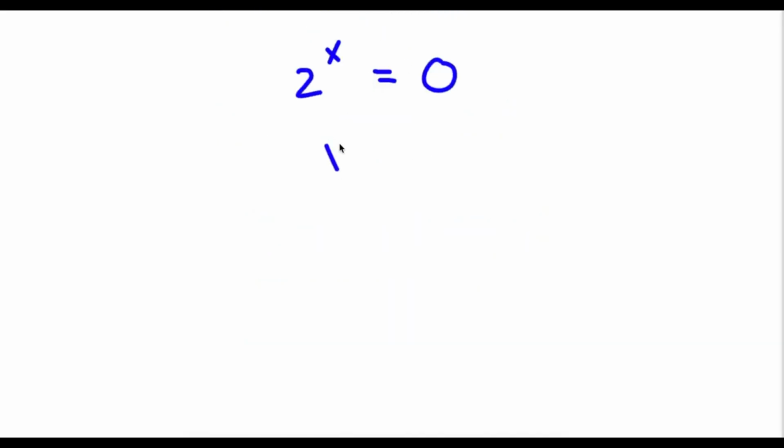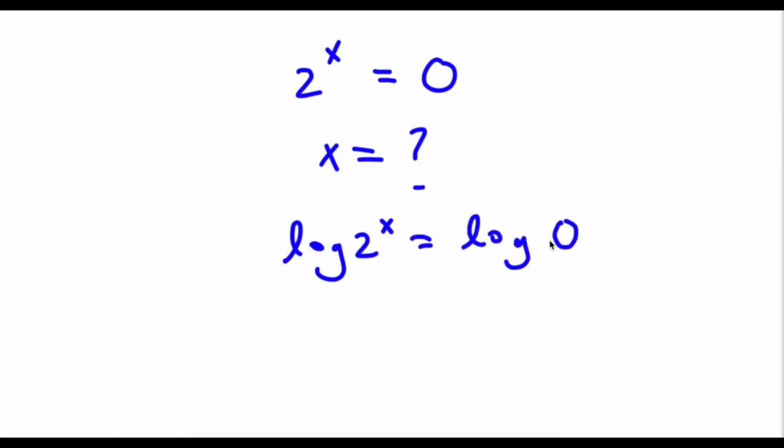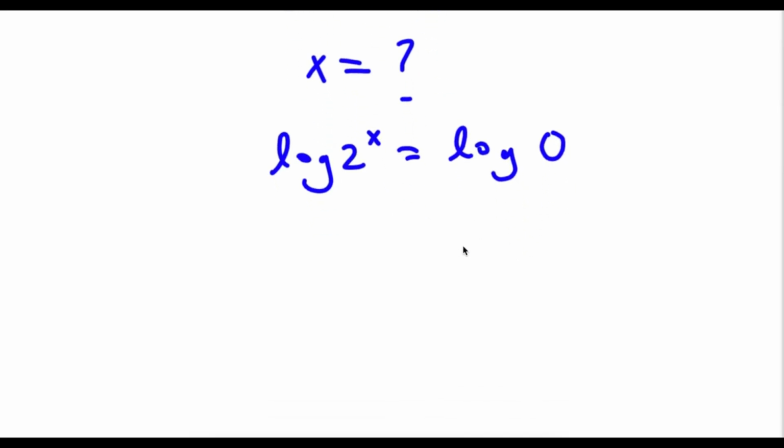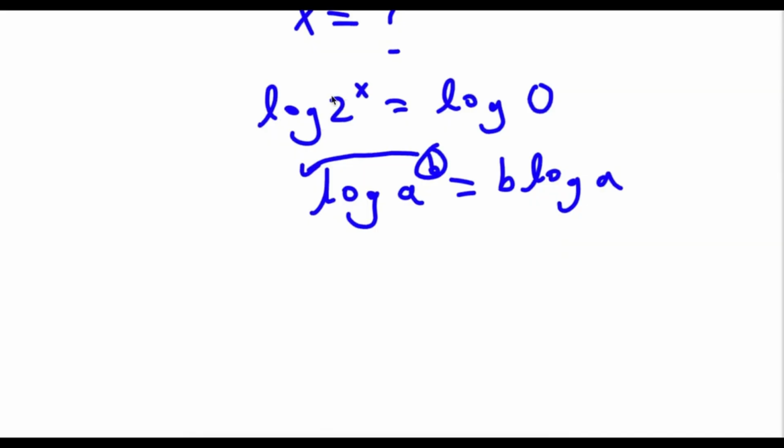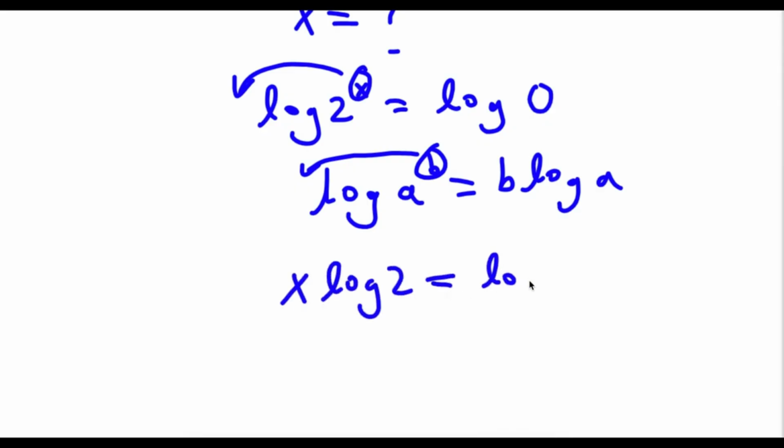The power of x equals 0. And I want to find the value of x. So first off, I'm going to take the log on both sides. So now I have log 2 to the power of x is equal to log 0. Now, if I have something in the form log a to the power of b, I can move this exponent b to the front of the logarithm. So this would equal b times log a. So in this case, I have log 2 to the power of x, and I can move this exponent x to the front. So this would equal x times log 2 is equal to log 0.